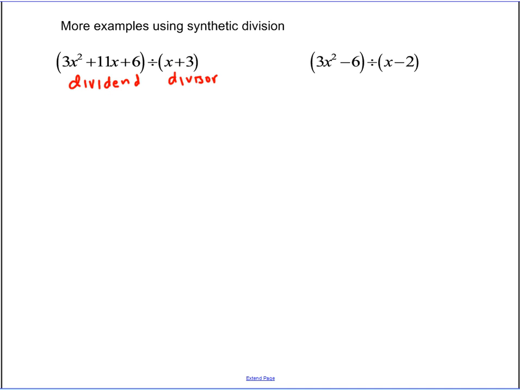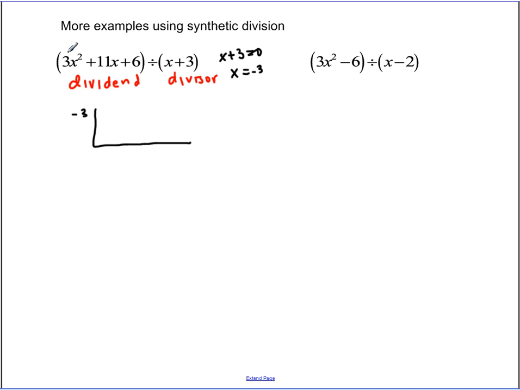When we set up our synthetic division, we're going to put our division bar upside down. We're going to take our divisor, x plus 3, and set that equal to 0 and solve for x. Of course, we know that means x is equal to negative 3. And so negative 3 is going to go out here.